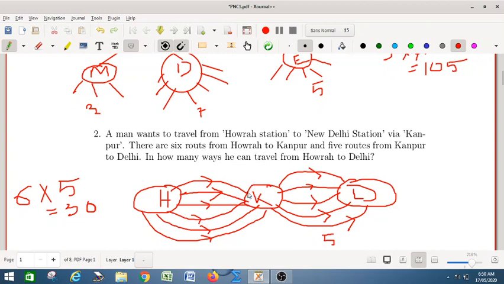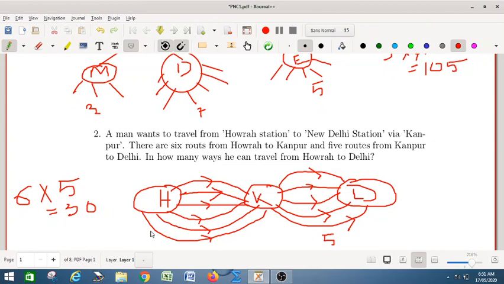from Howrah to Kanpur there are 5 routes from Kanpur to Delhi. So suppose you choose the first route, for this first route there are 5 choices, for the second route there are 5 choices, for the third route there are 5 choices, and so for 6 routes there are 5 choices each. So 6 into 5, 30 ways. So this is how you will apply it, because we have to select both the routes, Howrah to Kanpur and Kanpur to Delhi.